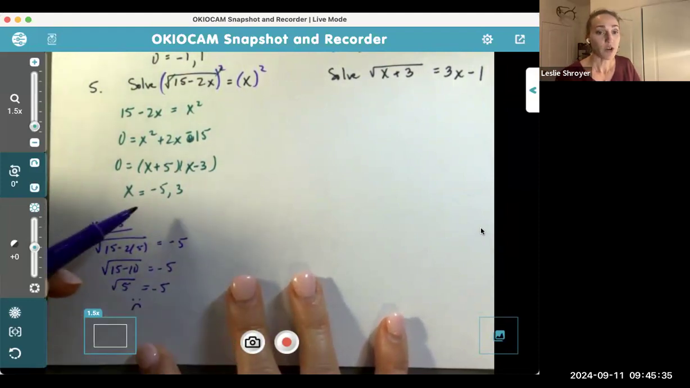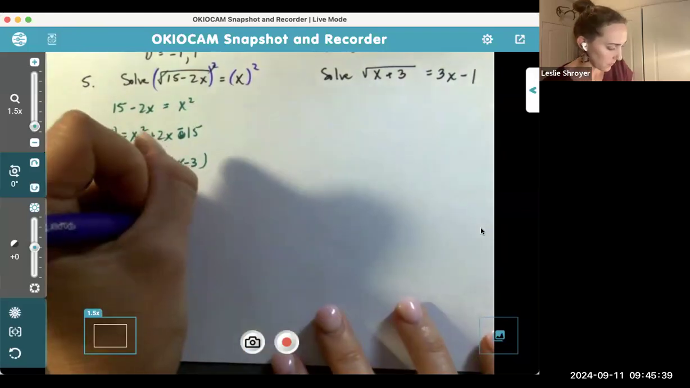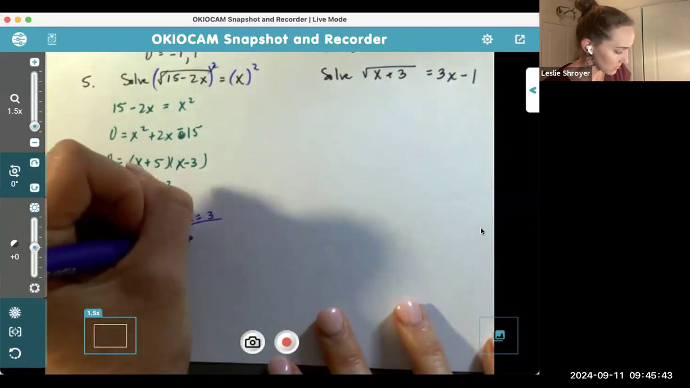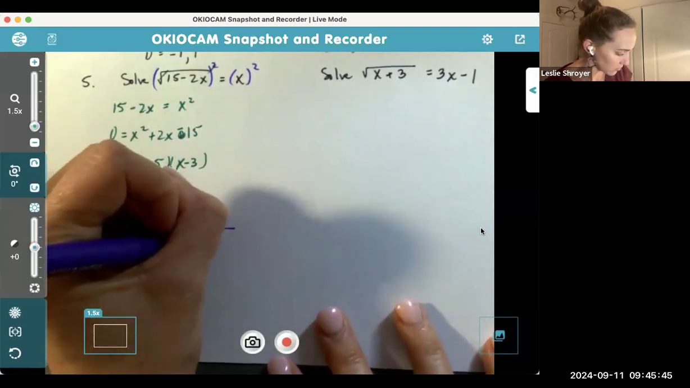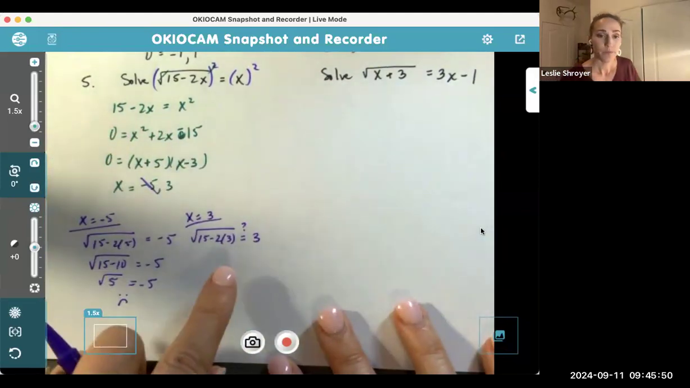No. So -5 is not looking like a winner. So let's check 3. What if x equals 3? Well, this says the square root of 15 minus 2 times 3. Let's find out. Does it equal 3?